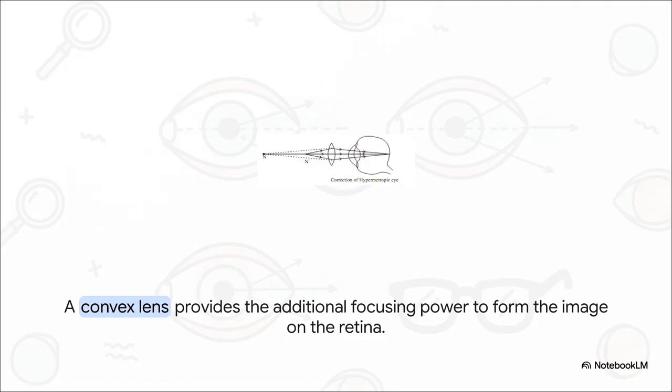And the answer is a convex lens. Look at the diagram. A convex lens, as we know, is a converging lens. So what we do is we put it in front of the eye. It helps by bending the light rays a little bit before they even enter the eye. This gives our eye lens the little boost it needs to then focus the image perfectly onto the retina. It's like teamwork.